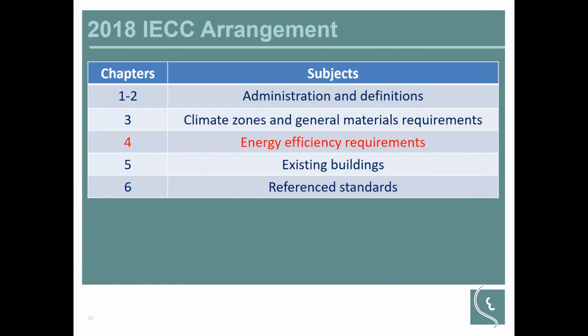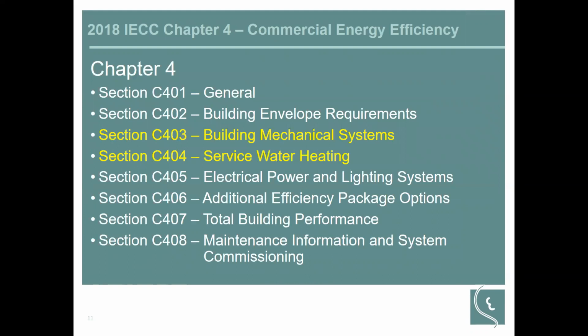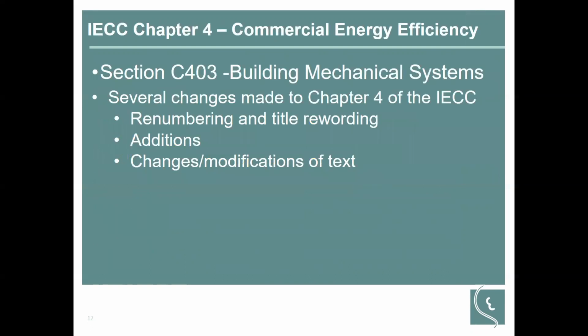Okay. Good afternoon, ladies and gentlemen. I like starting basic. So as you can see, the IECC has got 6 different chapters. And we're going to be looking at chapter number 4, energy efficiency requirements. And you can see chapter 4 is broken into 8 different sections. C403 and 404 are the ones we're going to be looking at, mostly C403 building mechanical systems.